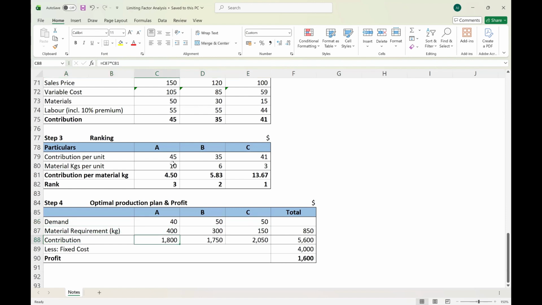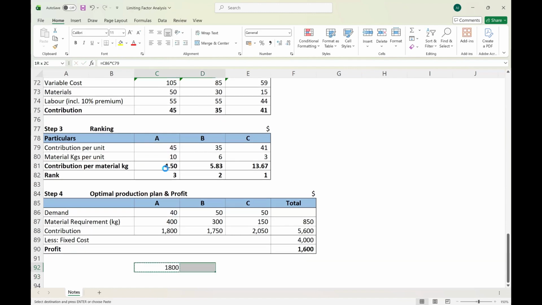What I will do next is multiply this kg which I'm giving to each product with the contribution per material kg. So I'll multiply 400 with 4.5, 300 with 5.83, and 150 with 13.67. This will give me the total contribution. Ma'am, can I multiply with contribution per unit? Yes, you can, but in that case, you will need to multiply units with the contribution per unit. So you can also do it like this.